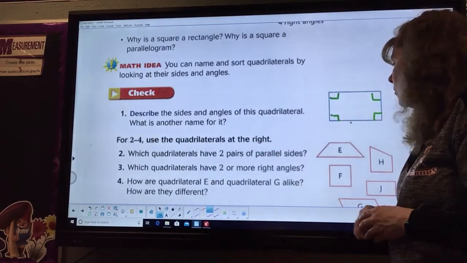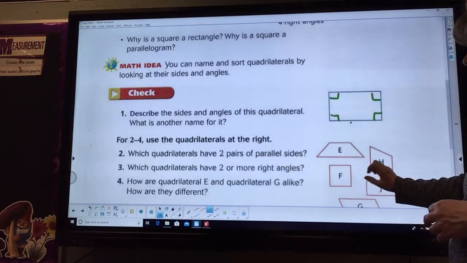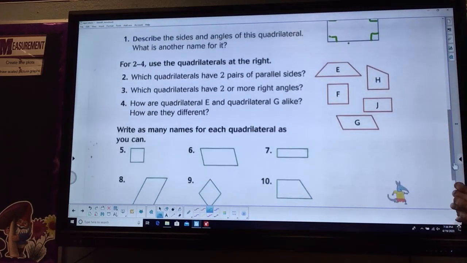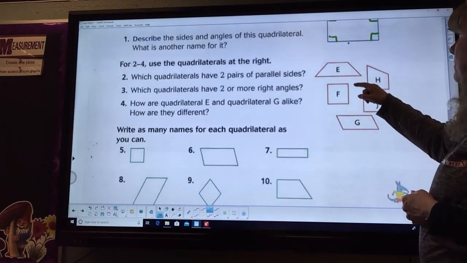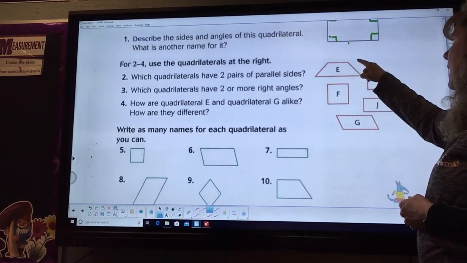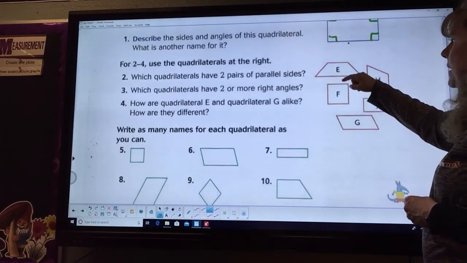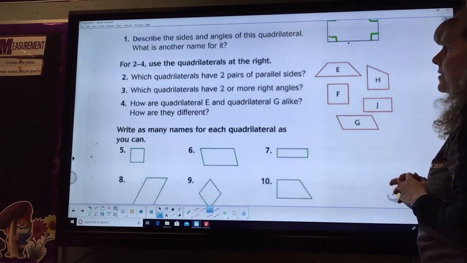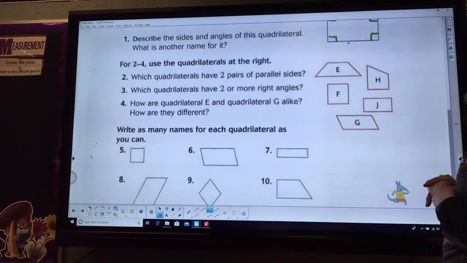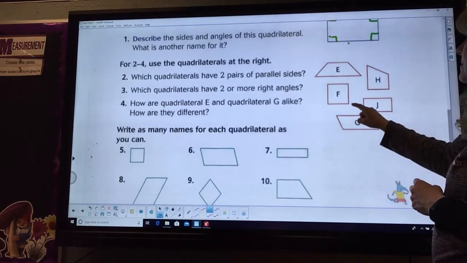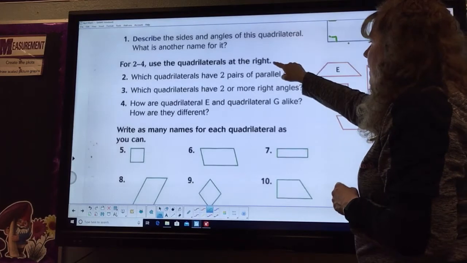On numbers 2 through 4, we're going to be taking a look at these shapes here on the side in red. It says, which quadrilaterals have 2 pairs of parallel sides? Once again, you're going to have more than one answer here. If you look at the first one, do we have 2 sets of parallel sides on that one? No, because this is a trapezoid. It only has that 1 set, so we know we can't use that one. How about F? Does this have 2 sets of parallel sides? Yes. So we know that we have F here.